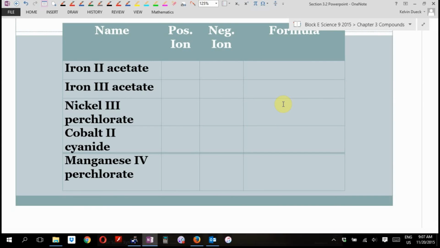Iron 2 acetate. Oh, there I've got the columns properly. For some reason I just didn't. Okay, that's weird. This is going to be Fe2 plus. Acetate. What the heck is... Oh, CH3COO minus.